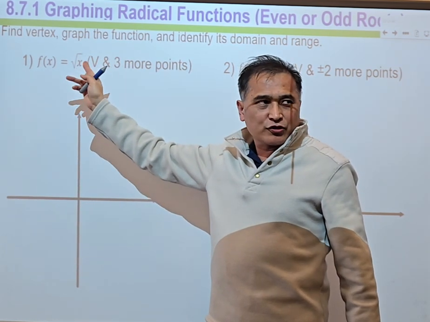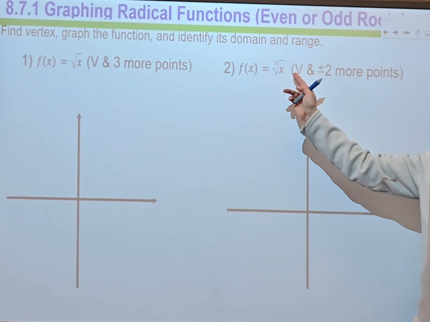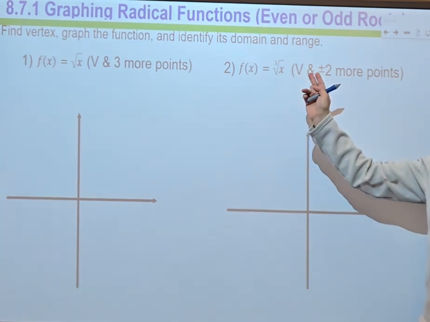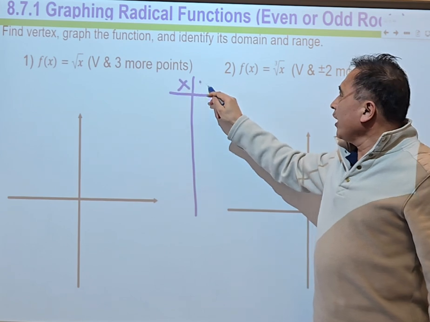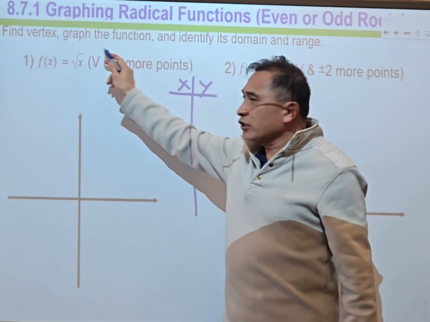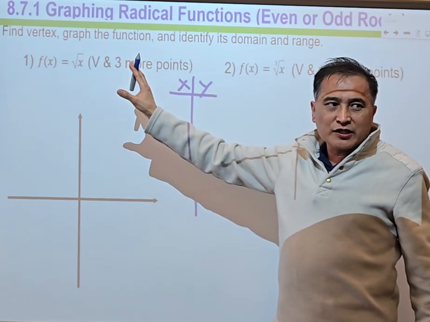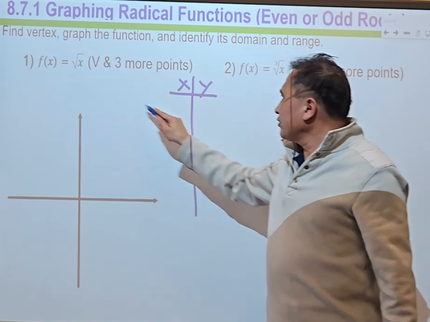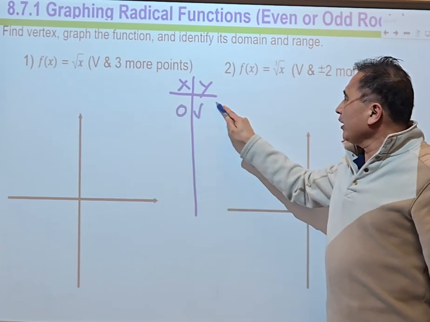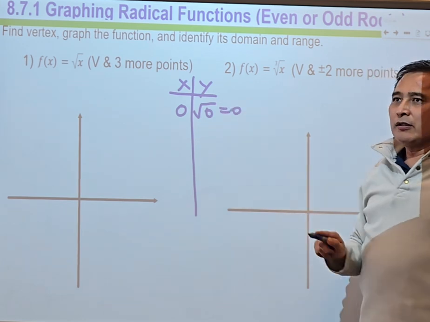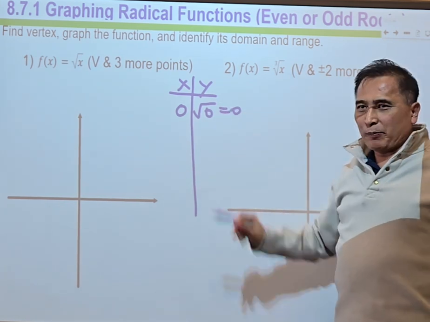Then you think of perfect square numbers for square roots, and perfect cube numbers for cube roots. Okay, let's start with a table, x and y here. Because it's a square root, think of perfect square numbers starting from 0, because it cannot be negative. Square root of 0 is what? 0, right? Okay, and then what's the next perfect square number?